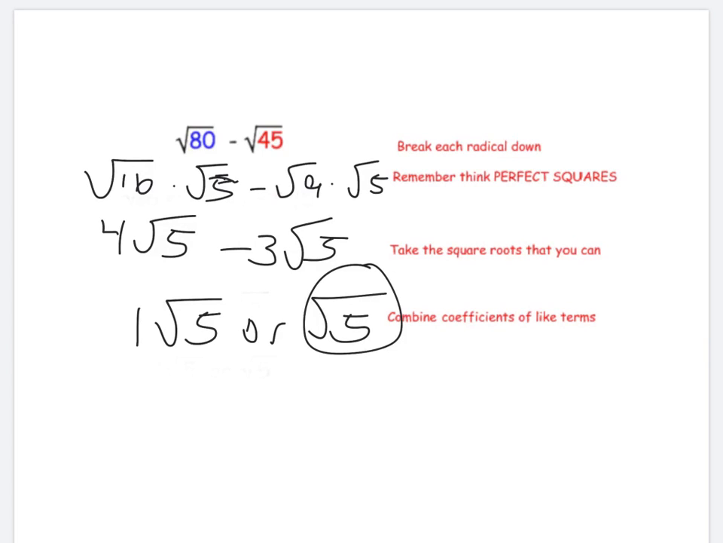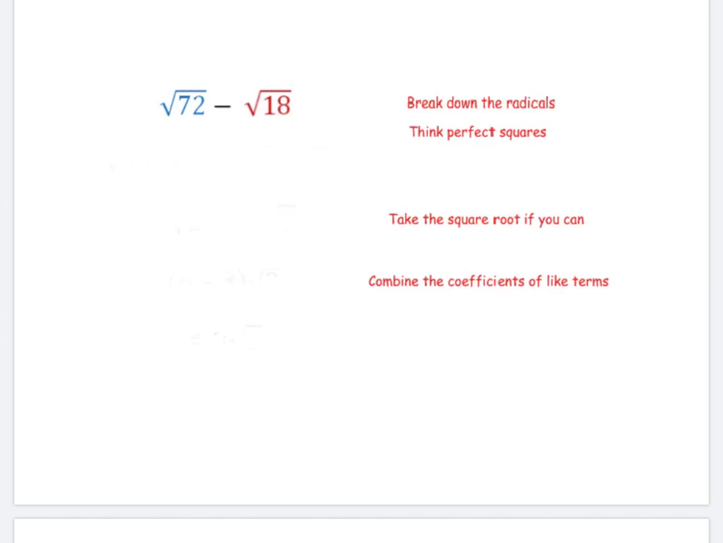So you have to break it down so that you have like terms underneath the radicands in order to be able to actually subtract your coefficients. If you do not have like terms, you cannot add or subtract the coefficients. Let's take a look at one more.